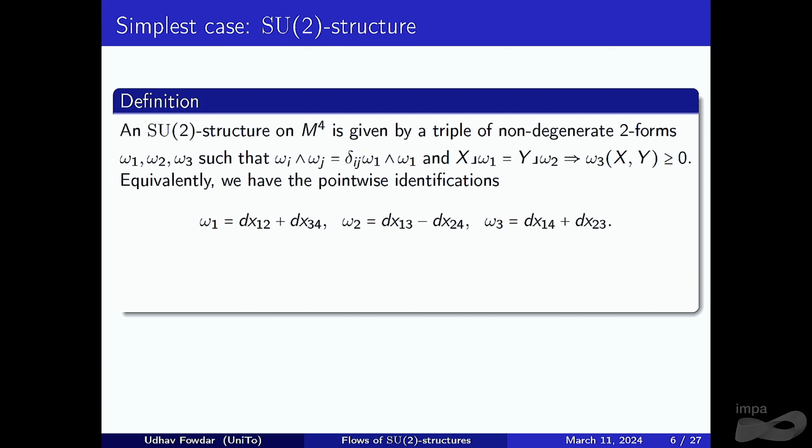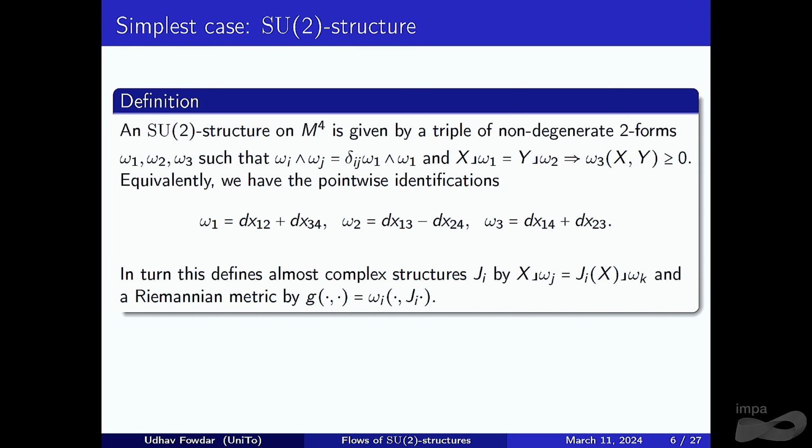Okay, so once I give you a triple, you can cook up the almost complex structures by this expression here. For instance, J1 can be cooked up using omega 2 and omega 3. And once you have the almost complex structures, you can define the metric out of this using this expression here. So everything is purely encoded using the 2-forms. So I'm just going to stick with the 2-forms from now on.